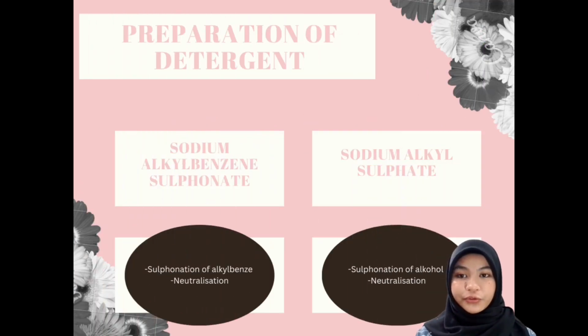Now we move to preparation of detergent. So the first one is sodium alkylbenzyl sulfonate. This uses sulfonation of alkylbenzyl and neutralization. The second one is sodium alkyl sulfate. So we use sulfonation of alcohol and neutralization.